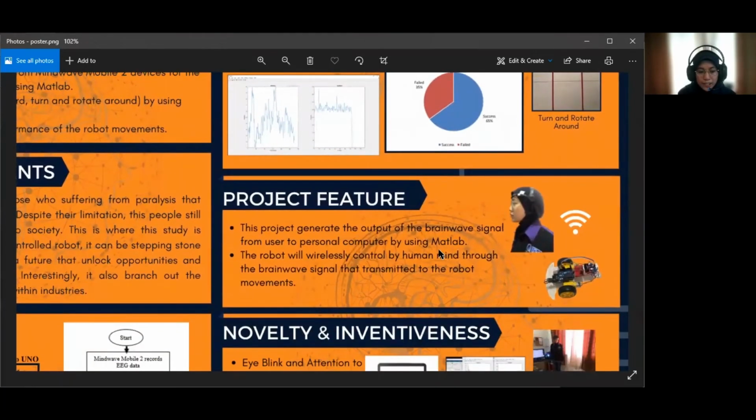For project features, this project generates the output of the brainwave signal from the user to the personal computer by using MATLAB. Also, the robot is wirelessly controlled by the human mind through the brainwave signal transmitted to the robot movement. So we just think and the robot will move. Not think, rather it moves by focusing and concentration.